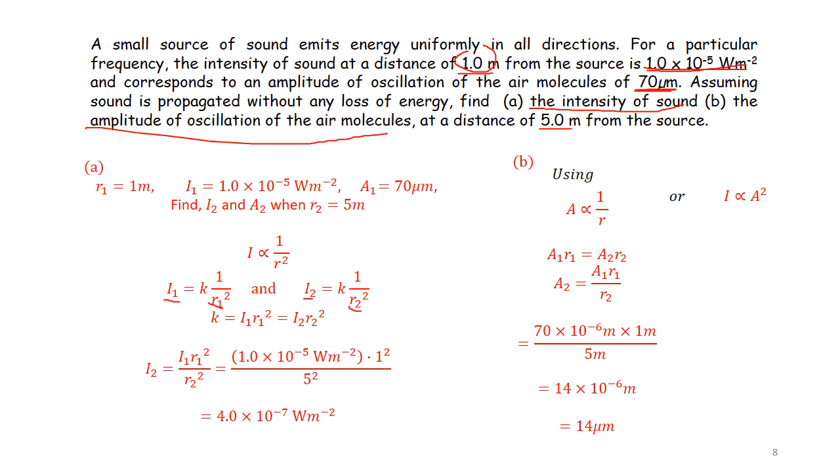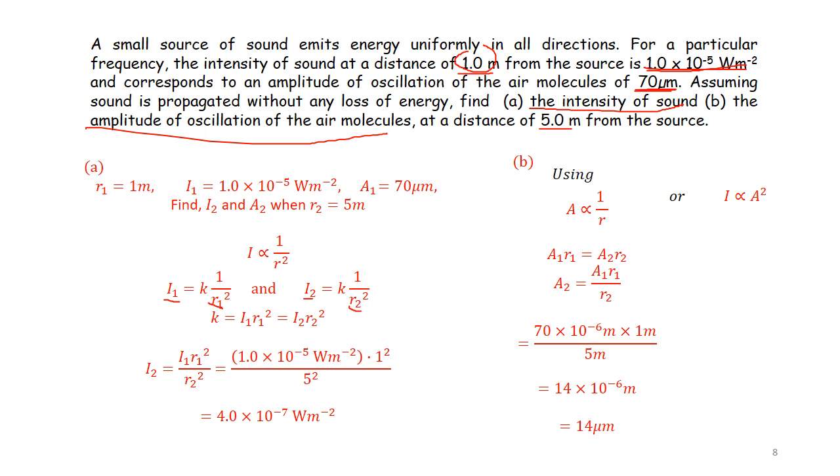So A is equal to K over R, and K is equal to AR. If K is AR and the medium is unchanging, then A1 R1 is equal to A2 R2. Also make A2 the subject, so here's the formula. Now that R2 is also given, you just substitute.